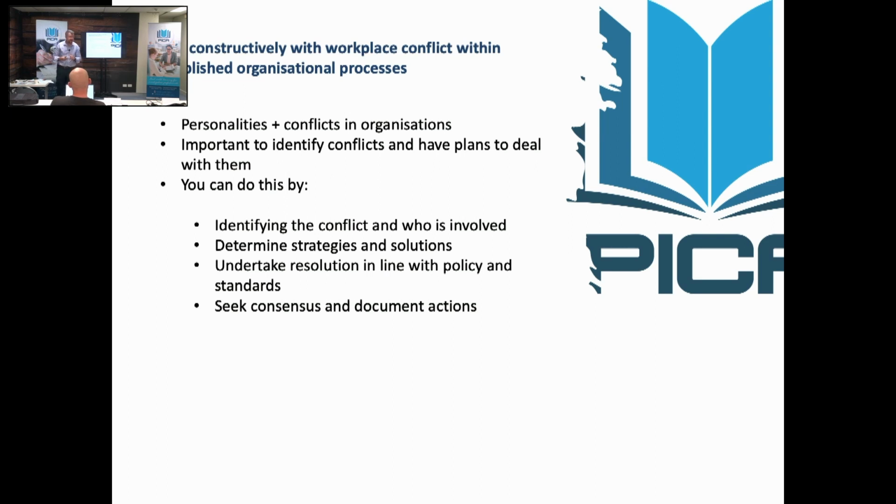It talks about this in the unit: you need to identify the conflict and who's involved. Determine strategies. Now, if your company is big enough, there will probably be policy and procedure on handling a conflict. And each company is going to be different on how they do that. So you need to know your policy and procedure: if there is a conflict, does it say that you confront the person? Or does it say you speak to your manager so they can confront the person? They're all different. So you just need to know what your policy and procedure is so you don't go against it.